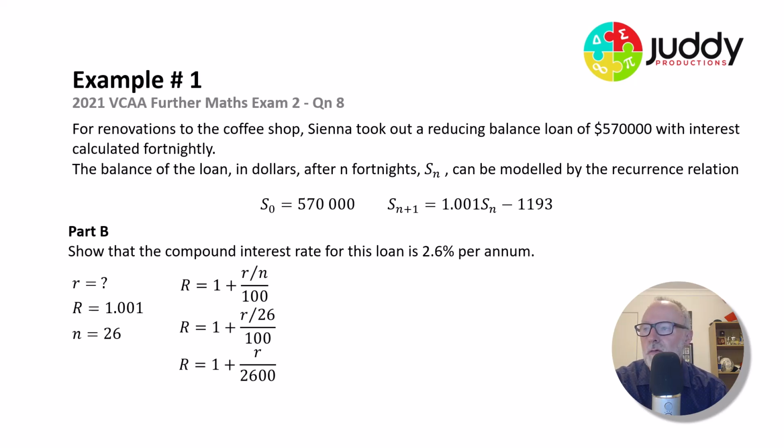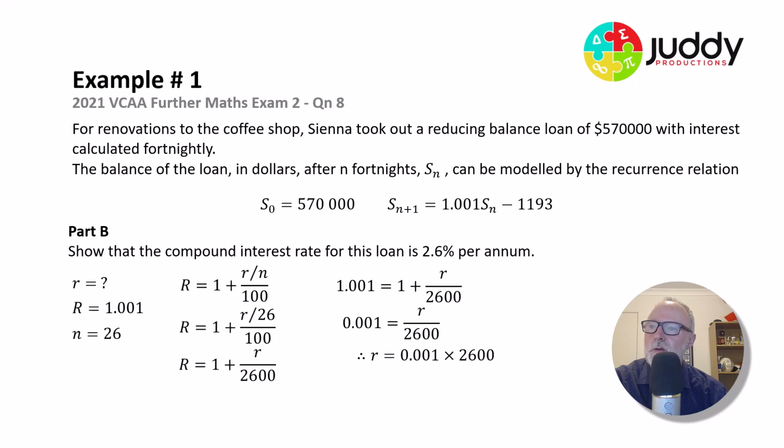Now we can try and solve this particular problem. We see that the multiplication factor has a value of 1.001, and that's equal to 1 plus r over 2600. If I take 1 from the left-hand side and the right-hand side, I get that expression. Currently, on the right-hand side, r is being divided by 2600. If I times both sides by 2600, I end up with r equals 0.001 times 2600. That gives me an interest rate per annum of 2.6%, and that's what we had to prove.